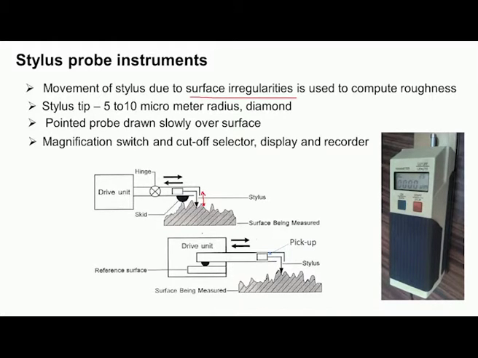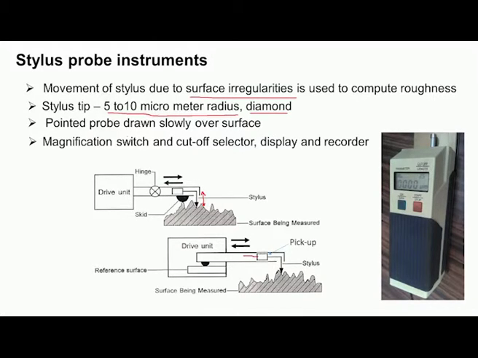and because of this up and down movement, here we have a pickup. The design and the construction of this pickup we will study later. The stylus will move up and down, and the pickup will give the signal which is sent to the computer for analysis. This stylus tip has a very small radius of 5 to 10 micrometer, and normally it is made out of diamond material to resist wear.